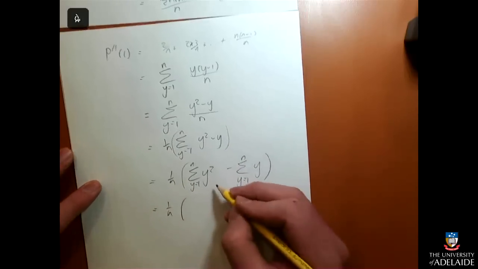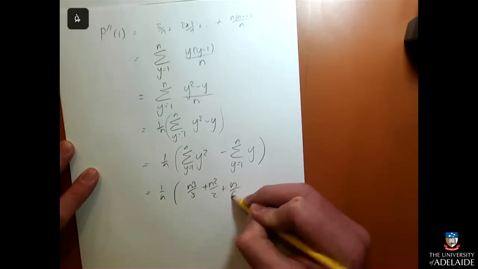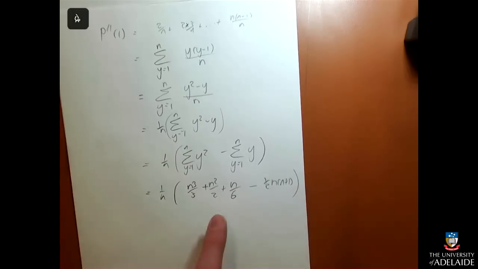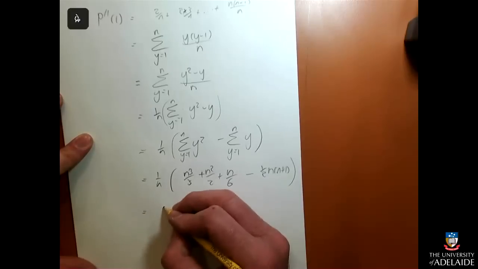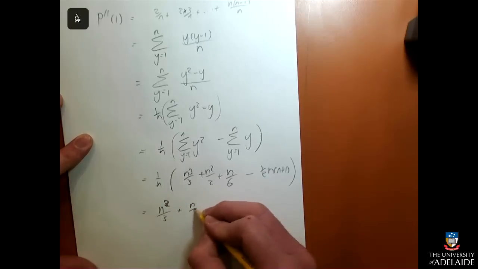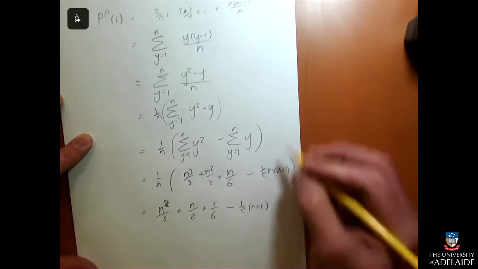All right, so this one is n cubed on 3 plus n squared on 2 plus n on 6. And this one is half of n plus 1. There is a factorized version of this, but I can't remember it. This is the one I remember. It might be n plus 1, 2n plus 1 on 6, but. Okay. n cubed on 3, plus n squared on 2, plus n on 6, minus a half of n plus 1.